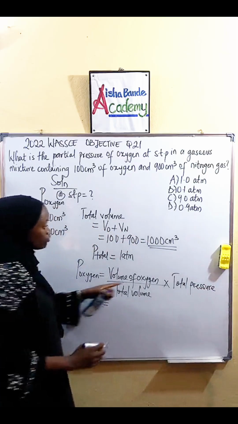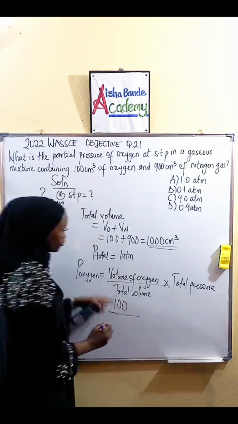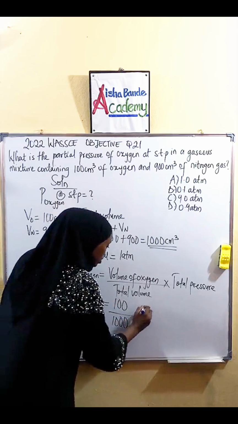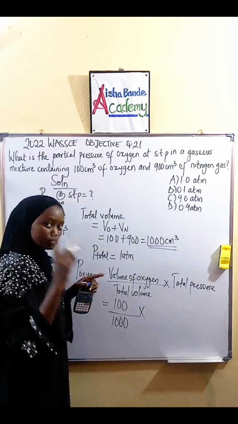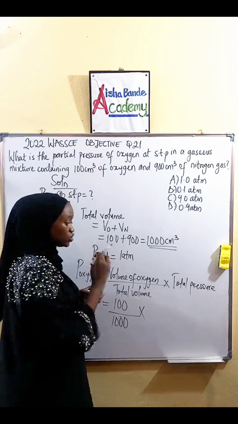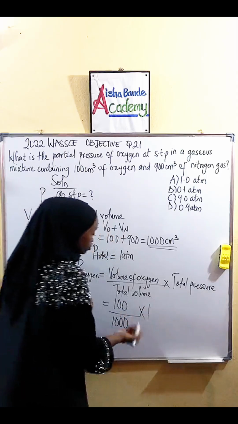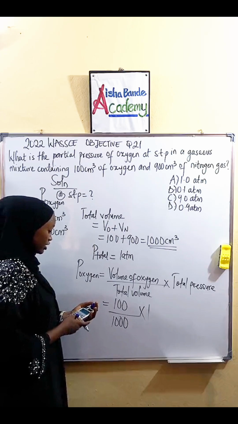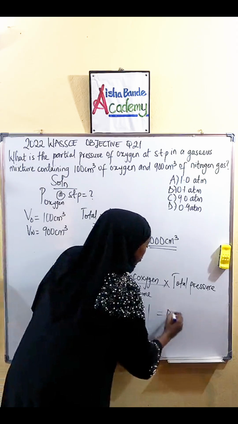So this is equal to the volume of the oxygen gas from the question, which is 100, so we have 100 over the total volume we calculated, which is 1000, times the total pressure. Since, as I mentioned earlier, the total pressure is going to be 1 atm because the measurement is at standard temperature and pressure, this is going to be 1. So from here we can simplify by saying 100 divided by 1000, then we multiply our answer by 1, and this gives us a value of 0.1.